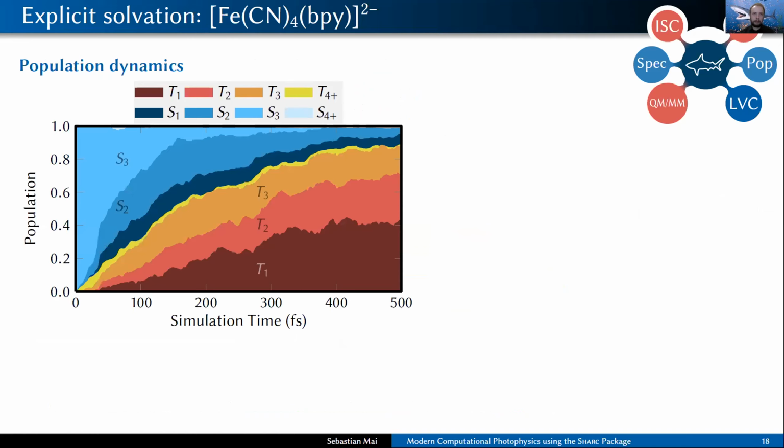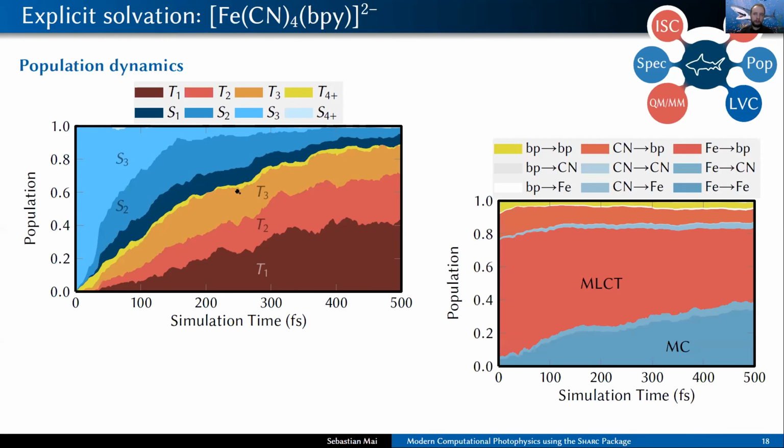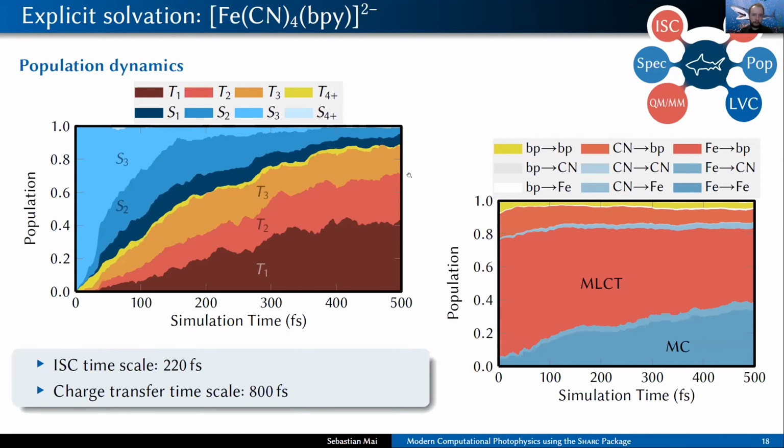Again, we ran the dynamics simulations, we extracted the population data in terms of singlet and triplet states, and also in terms of different charge transfer and local excitations, and could easily fit those data to mono-exponential models that allow us to extract time constants that can then again be compared to experiments.